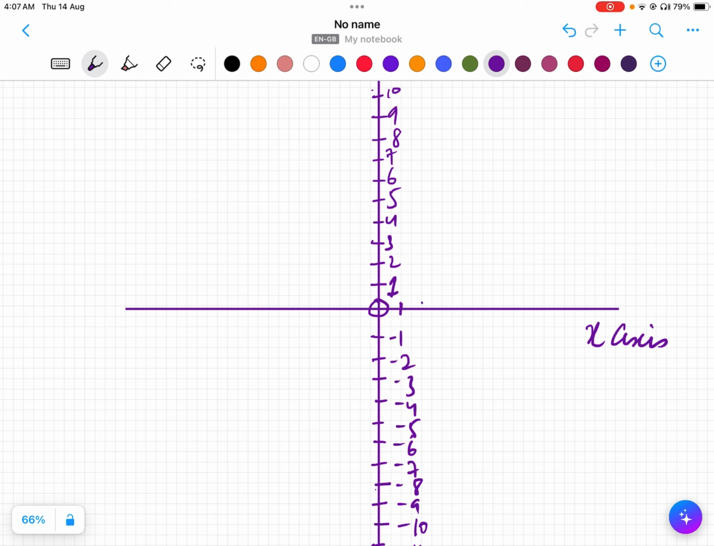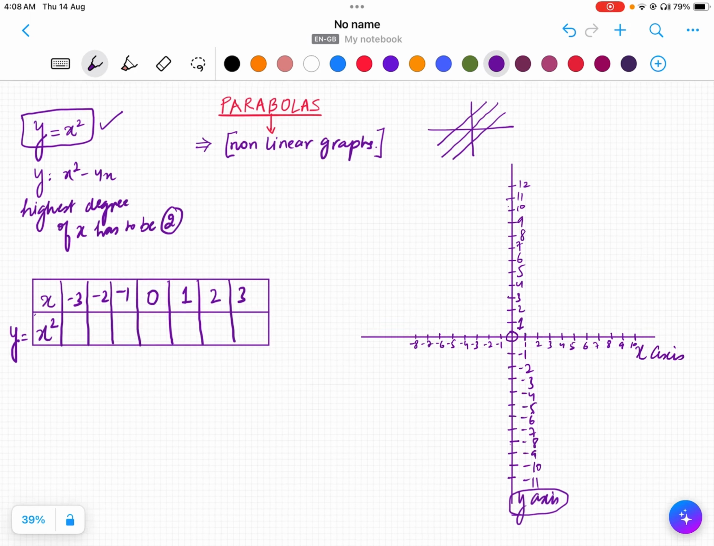This is 1, 2, 3, 4, 5, 6, 7, 8, 9, 10. Similarly on the left hand side, -1, -2, -3, -4, -5, -6, -7, -8, and so on. So just put 1, 2, 3, 4, 5, 6, 7, 8, 9, 10. Now focus.